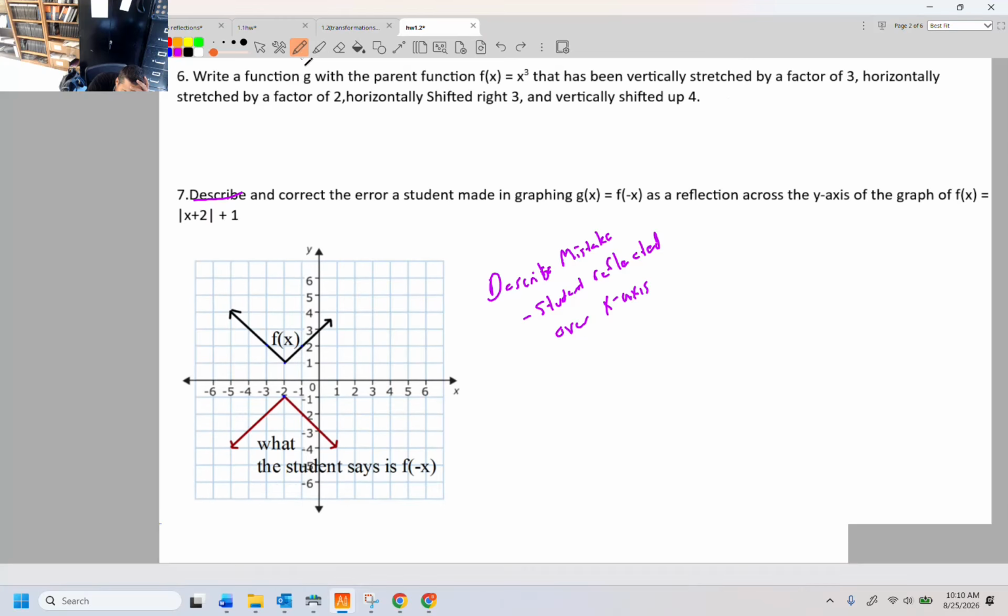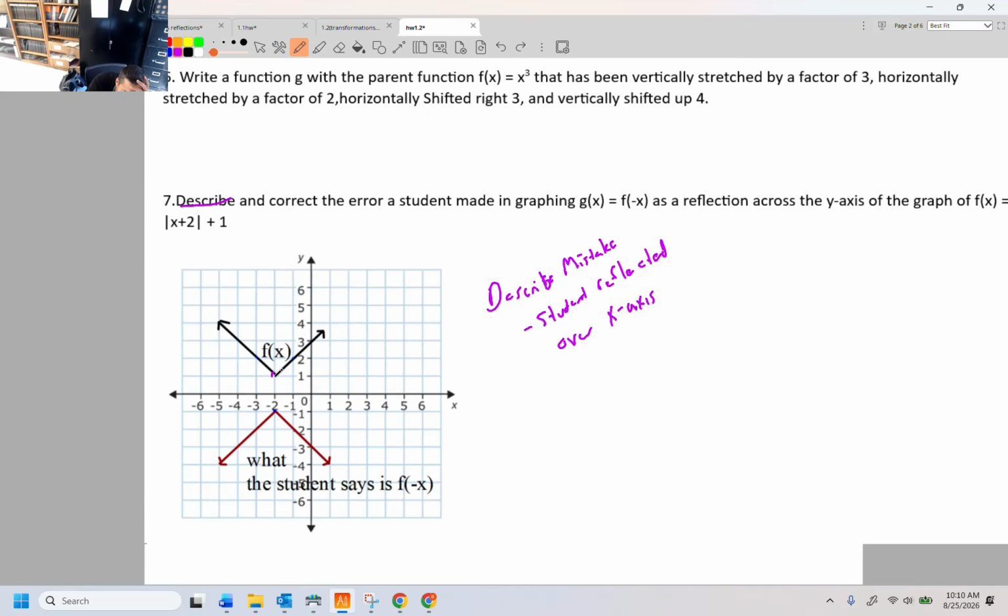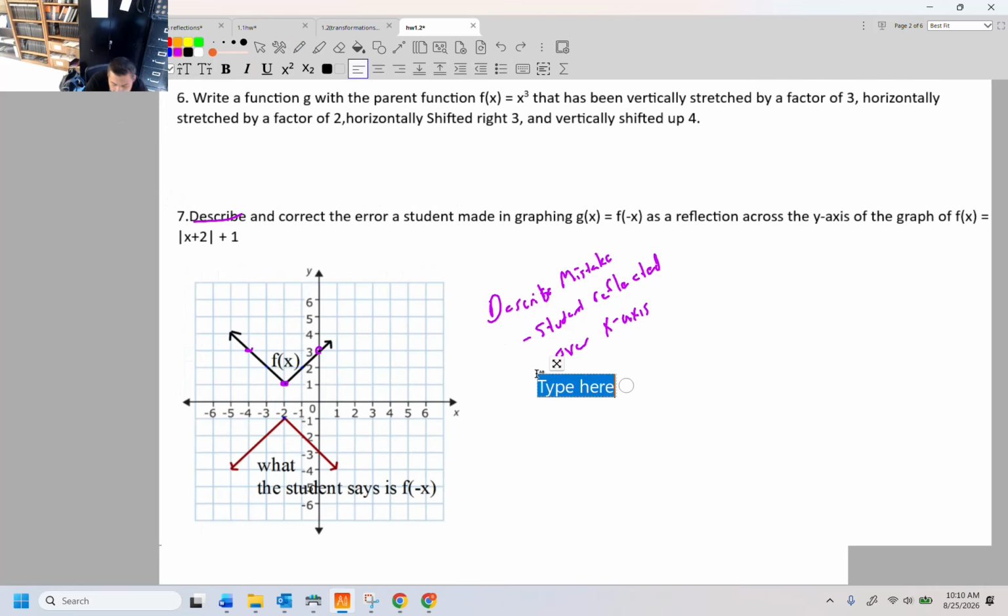We're going to pick out some key points on this graph here. I see the point negative 2, 1. I see the point 0, 3. And I also see the point negative 4, 3. So I'm going to go ahead and copy those points down real quick. There was a negative 4, 3. There was a negative 2, 1. And then there was a 0, 3.